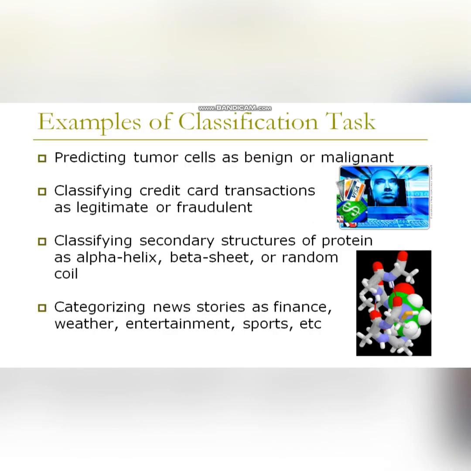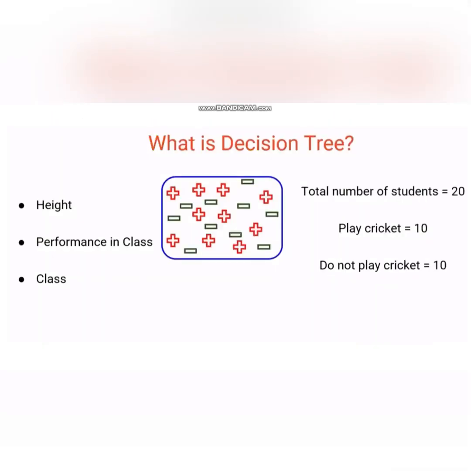Examples of decision tree are predicting tumor cells, classifying credit card transactions as legitimate or fraudulent, classifying secondary structures of protein, for example alpha, beta, random coil, and categorizing news stories. So all these examples are categories. What is a decision tree? Let us try to understand with an example.